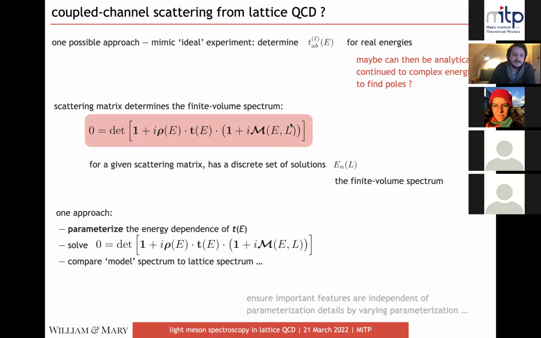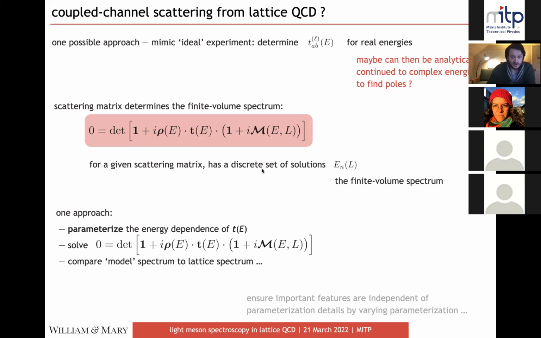So the idea here is if you knew what T of E was, you could compute this matrix and take its determinant, and that gives you a function of E. And every place that function of E crosses 0, that is a discrete energy level in the finite volume that you chose. Now, of course, you run this backwards. You don't have T of E. You have the discrete finite volume spectrum, and you need to infer T of E from it.